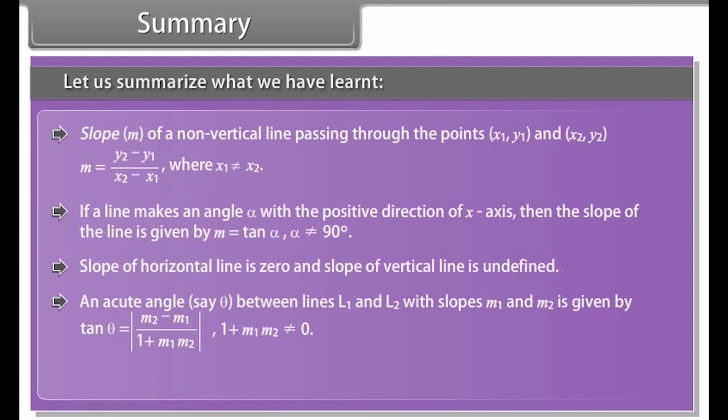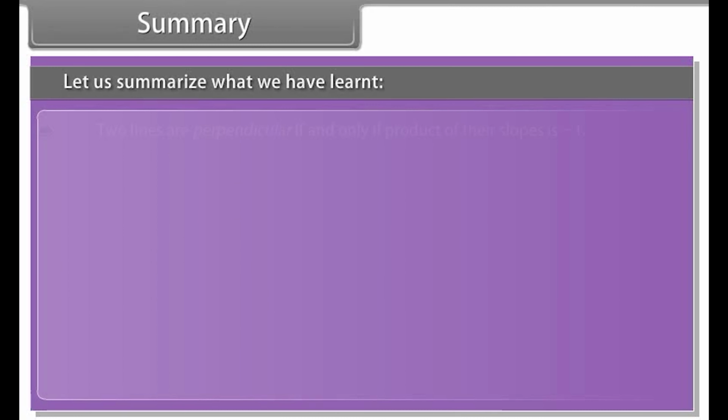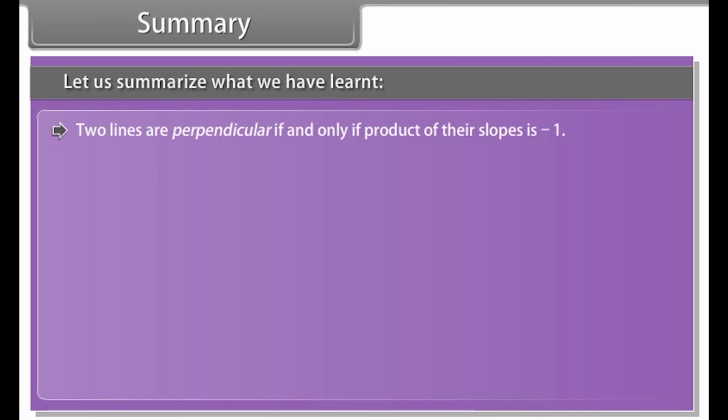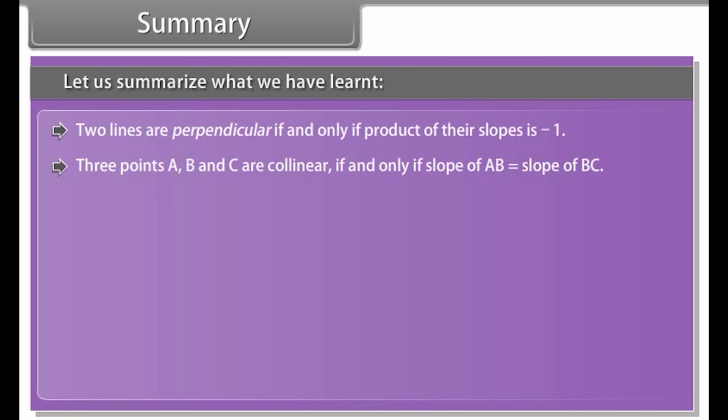An acute angle between lines L1 and L2 with slopes m1 and m2 is given by the formula, provided 1 plus m1 m2 is not equal to 0. Two lines are parallel if and only if their slopes are equal. Two lines are perpendicular if and only if the product of their slopes is minus 1. Three points A, B and C are collinear if and only if the slope of AB is equal to slope of BC.